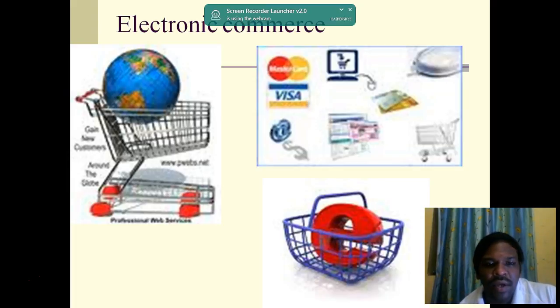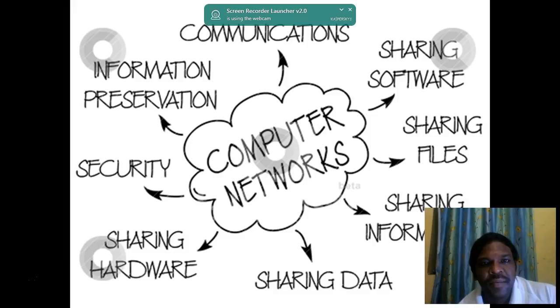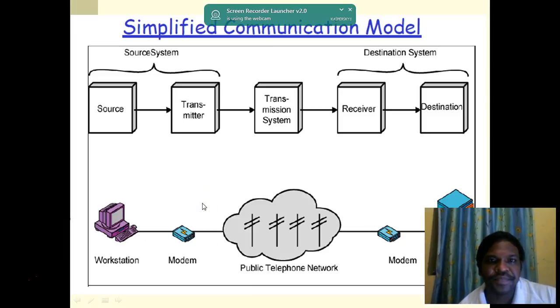So like www.ebay.co.in, Amazon, Jabong.com. All these are different websites from where you are buying different things. So these are some of the applications or uses of computer networks: information presentation, communications, sharing software, sharing files, sharing information, sharing data, sharing hardware, and providing security for these computer networks.